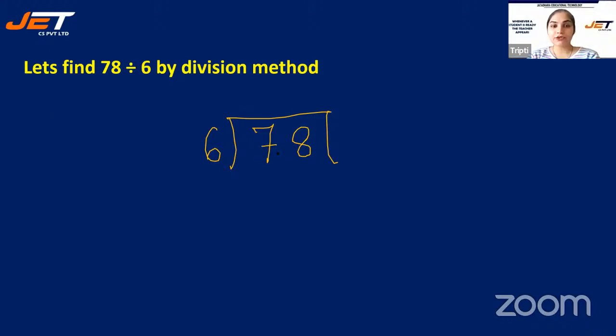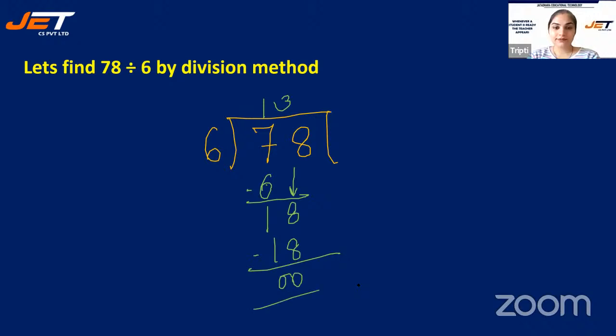First step is, do you see 7 in the table of 6? No. How many 6s in 7? Only 1. 6 times 1 is 6. Subtract. 7 minus 6 is 1. Bring down 8. 6 times 3 is 18. 0 is the remainder. 13 is the quotient.